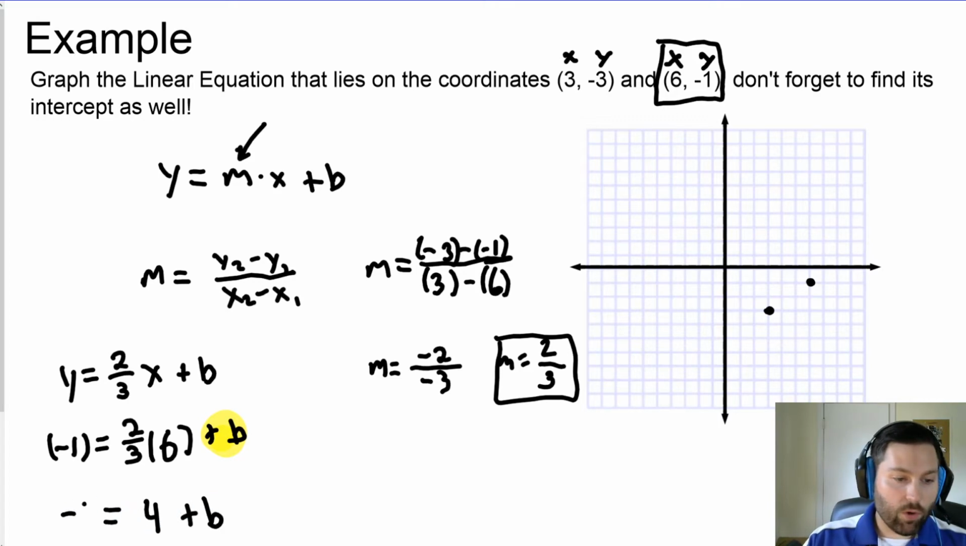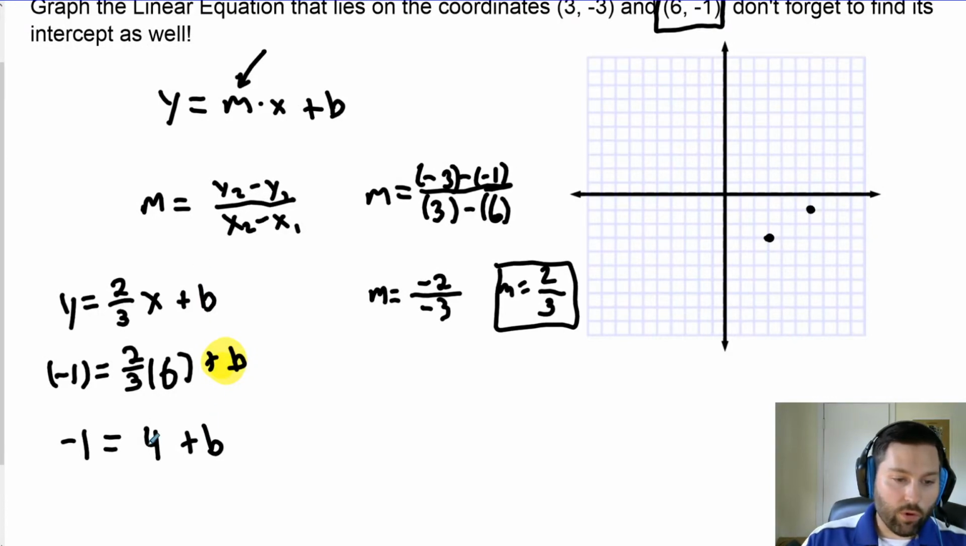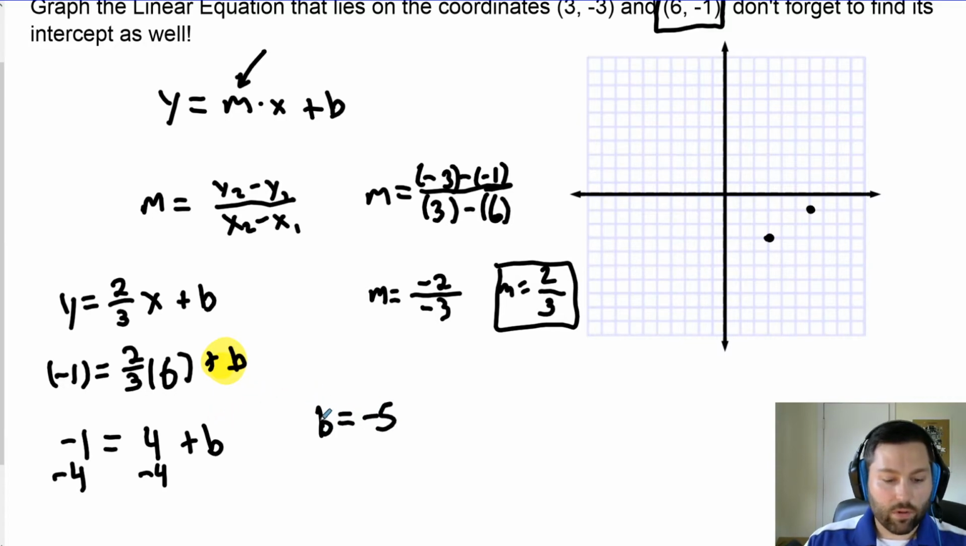equals -1. So if I'm going to solve for b, you guys should know the drill here. I'm going to subtract 4 from this side to remove it, and then I do the same thing over here to make sure that I keep my equations balanced. And then I get b is equal to -5. So that means b is -5. I'm going to be able to substitute that value up here, technically in here, for my equation.